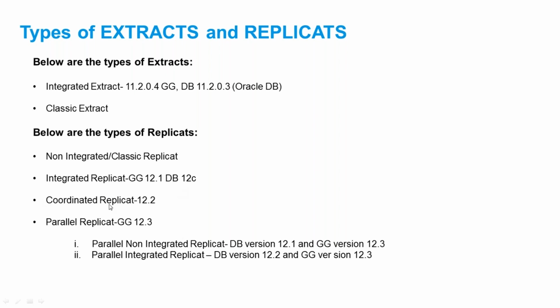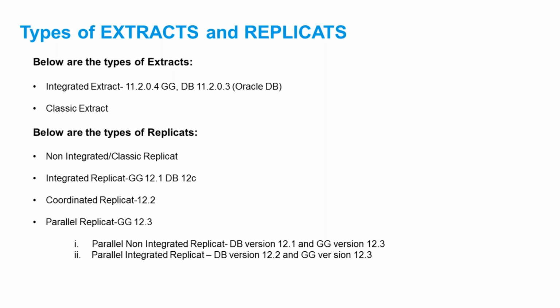Coordinated replicat was introduced in Golden Gate 12.2 and it is kind of parallelizing your classic replicat. So to improve the performance of classic replicat, coordinated replicat was launched. Now from Golden Gate version 12.3, there is again a new feature, which is parallel replicat, introduced from Golden Gate version 12.3 onwards. So from 12.3 onwards, you have parallel replicat available.